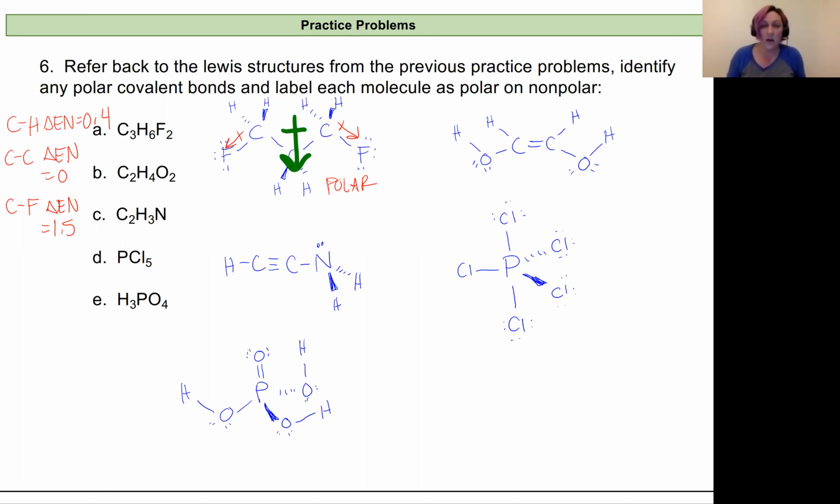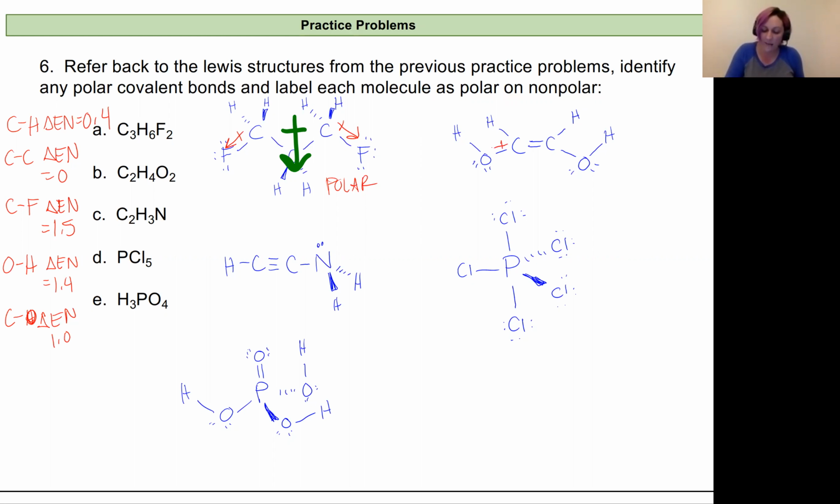So my carbon-carbon bonds I've established are nonpolar. My carbon-hydrogen I've established are nonpolar. My oxygen-hydrogen bonds, however, are going to have an electronegativity difference equal to 3.5 minus 2.1. So that'll be 1.4, I think, if I can do math in my head. And my carbon-oxygen bonds are going to have an electronegativity difference equal to 1.0.